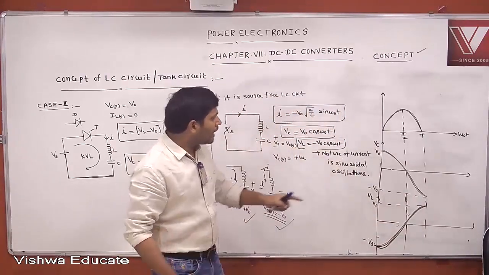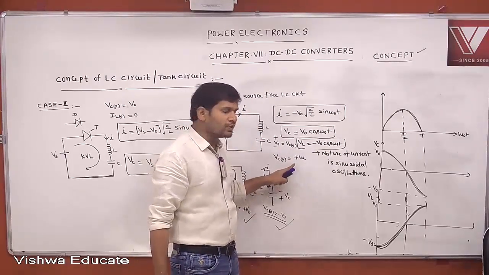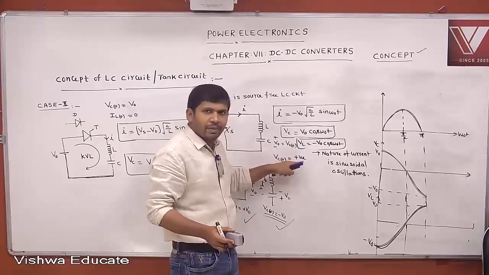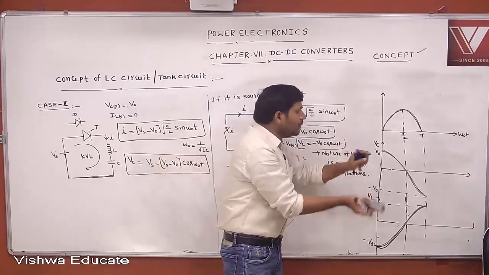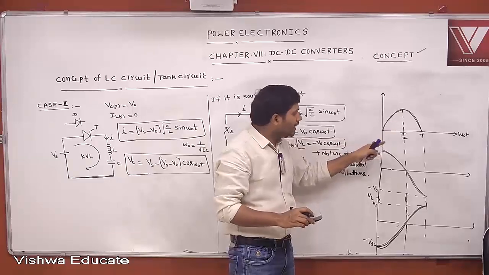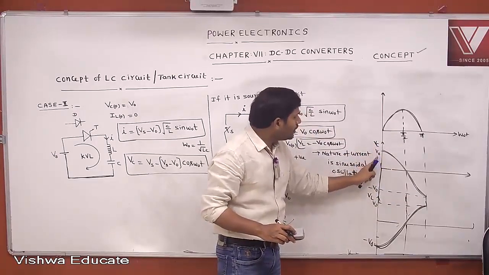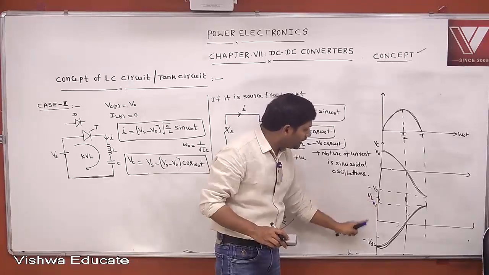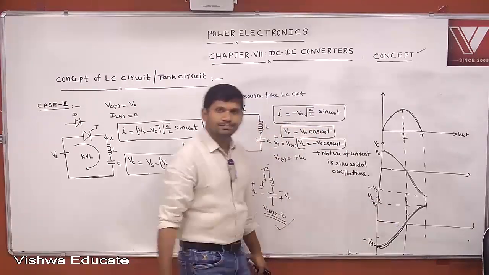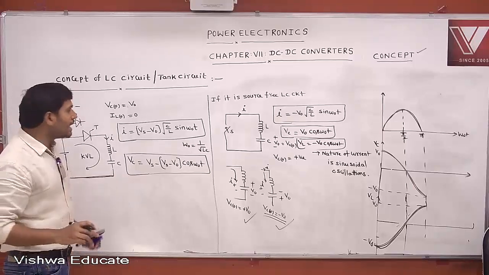I am drawing these waveforms with respect to the initial voltage across the capacitor being positive. If you take the initial voltage across the capacitor as negative, these two waveforms will be reversed. Then the capacitor voltage changes like this, and the inductor voltage falls like this. Vc goes plus V0 to minus V0, VL goes minus V0 to plus V0. Okay, this is the source free LC circuit. These two cases I discussed till now.